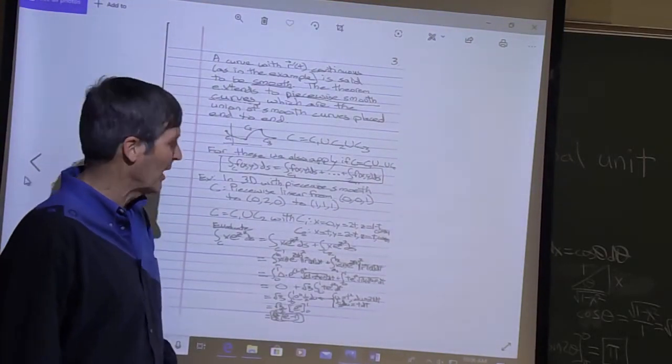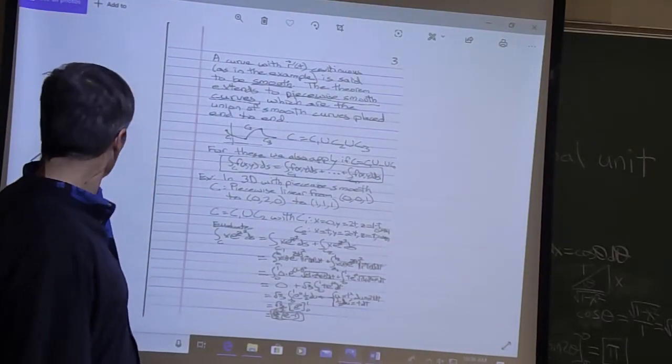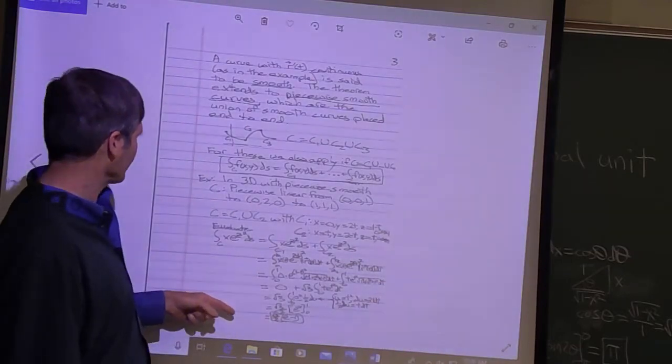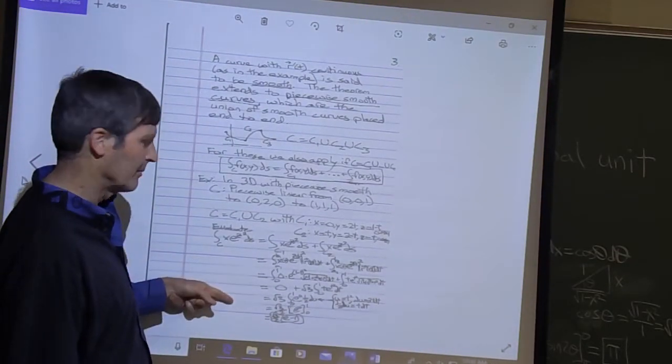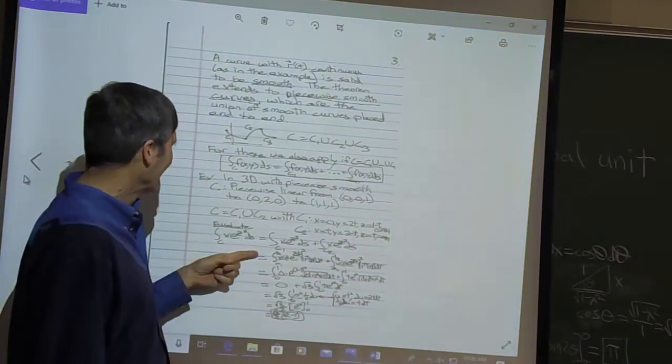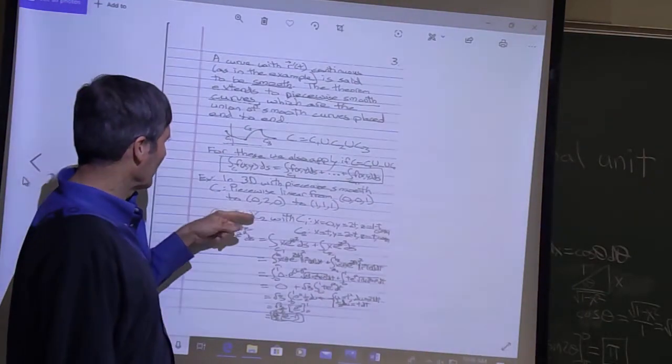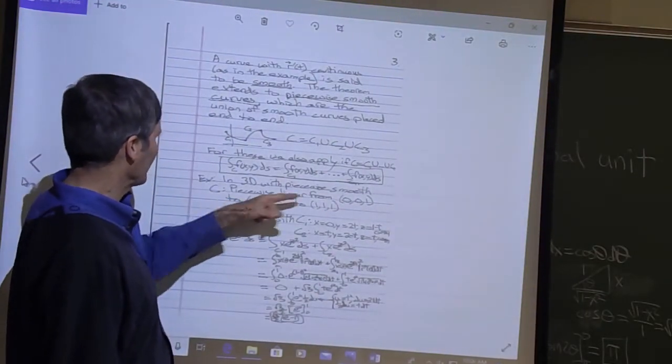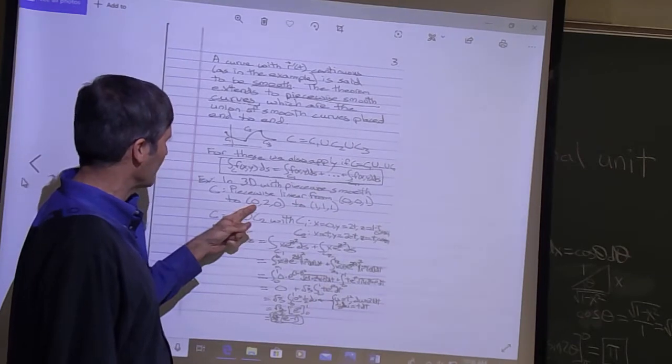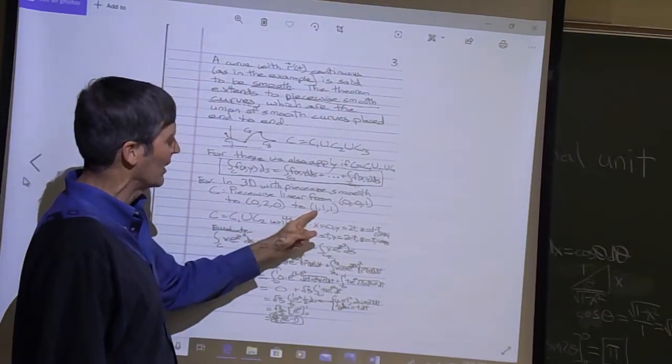Now we have a piecewise linear curve. Kind of sketchy, this. But it goes along the line segment in 3-space from (0, 0, 1) to (0, 2, 0), and then it takes a sharp corner and goes to (1, 1, 1).